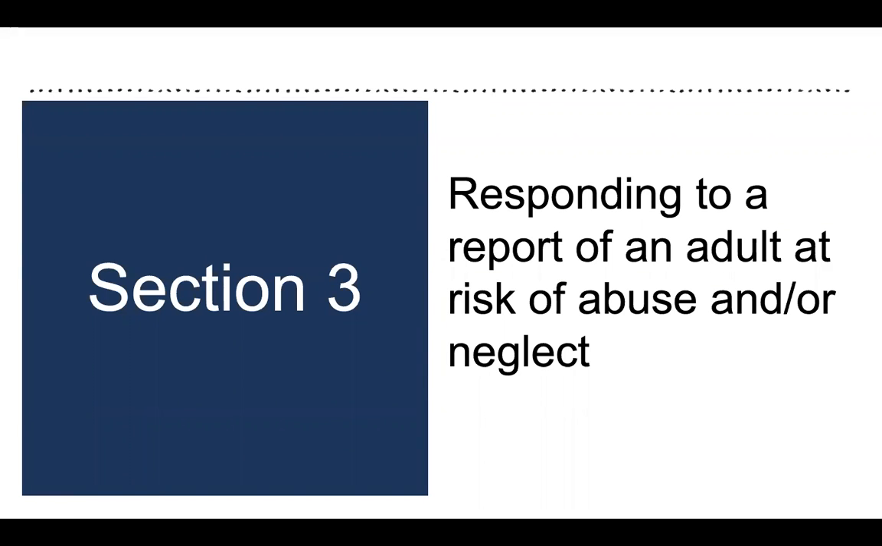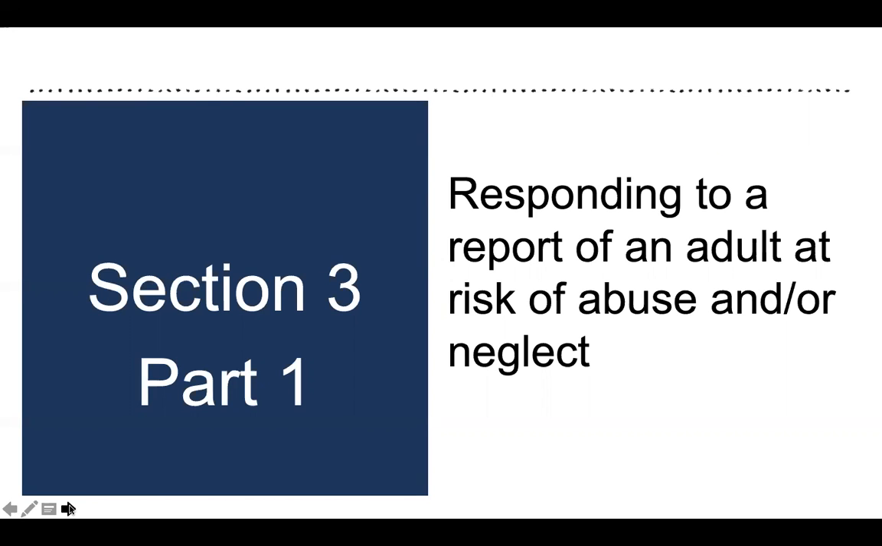This video covers Section 3 of the Wales safeguarding procedures as they relate to adults at risk. Section 3 deals with how a report of an adult at risk of abuse or neglect is to be responded to. This section, when you access it in the procedures, comes in two parts, Part 1 and Part 2, and this video will explore what is contained in both of those parts.